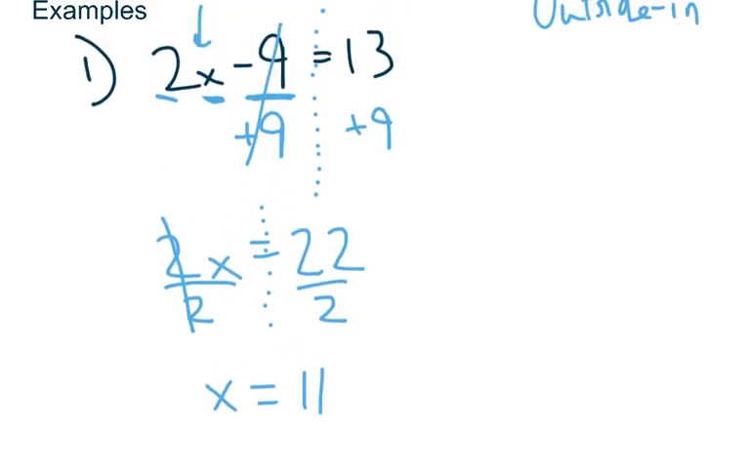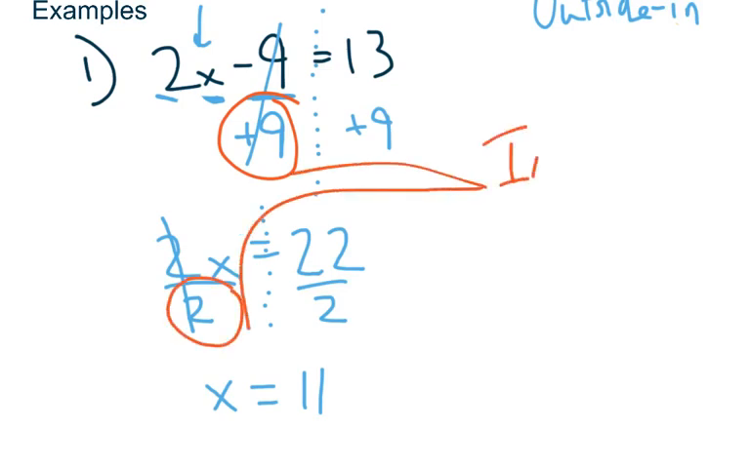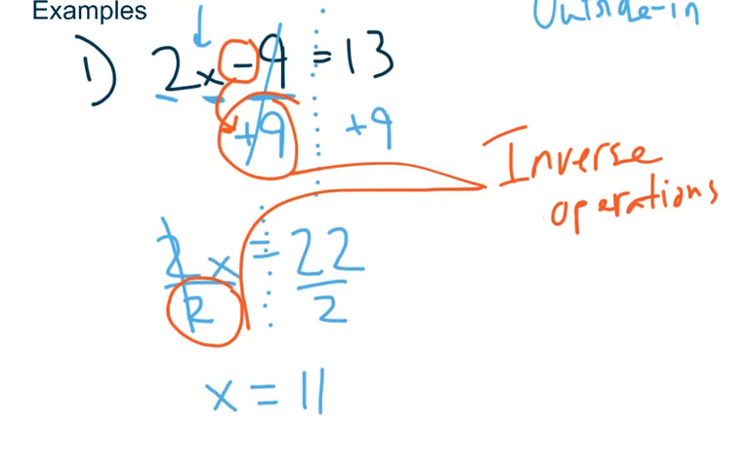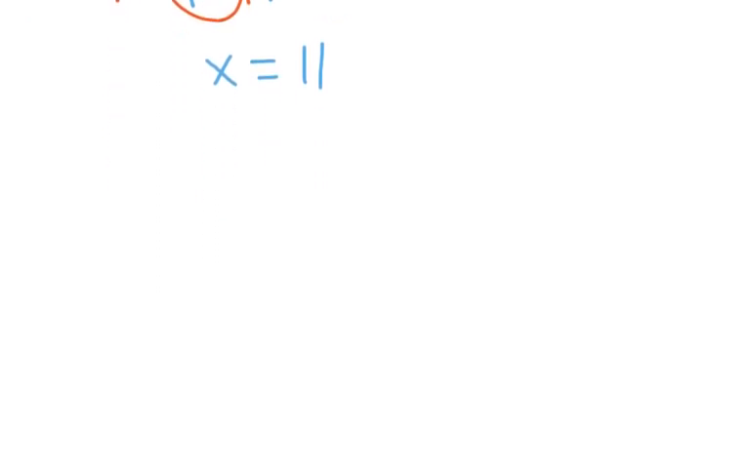Now, I want to highlight something here. This right here, this is what we call inverse operations. That is doing the opposite of something. So notice how we have a negative 9 here, and then I'm adding 9 to undo it. I'm multiplying by 2, I then divide by 2 to undo it. So let's walk through a couple more examples and see if we pick up on this.